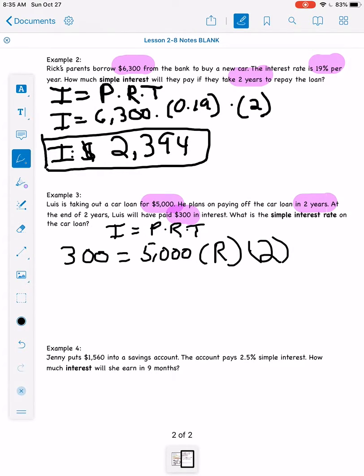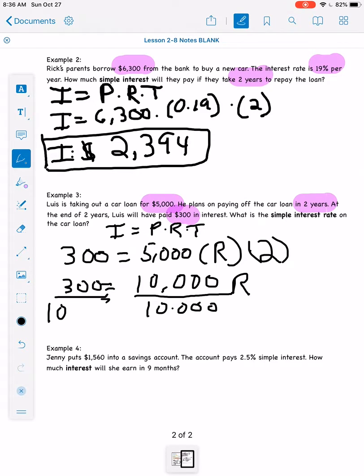So let's set up our calculation. We still have 300 on this side. And we know that that's going to equal 5,000 times 2. And I can do that in my head. And I know that's 10,000. And then we have our R term here because that's the rate that we're solving for. Okay. I need to get the R by itself. So I'm going to divide both sides by the number in front of the R, the coefficient of my variable.